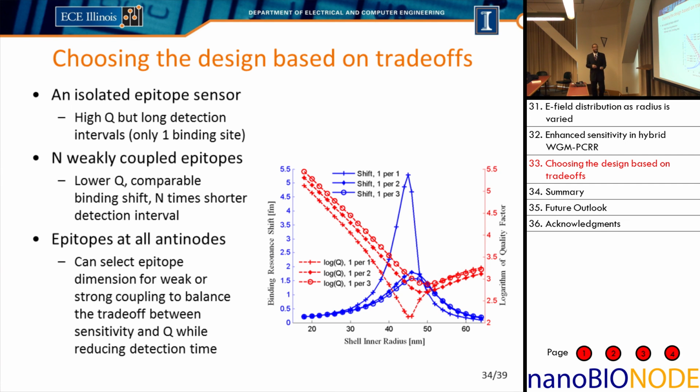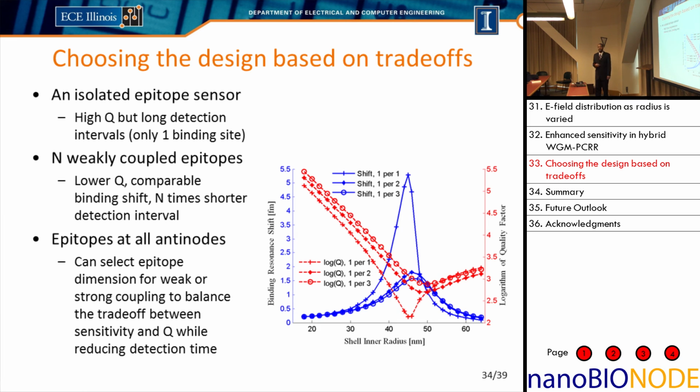If you have just a single isolated epitope by itself, this has a high Q microring resonator. So the advantage is that it's easy to measure the wavelength shift. The disadvantage is you only have one binding site. So the probability that the TG marker is going to attach to that one specific epitope that you place is very, very small.